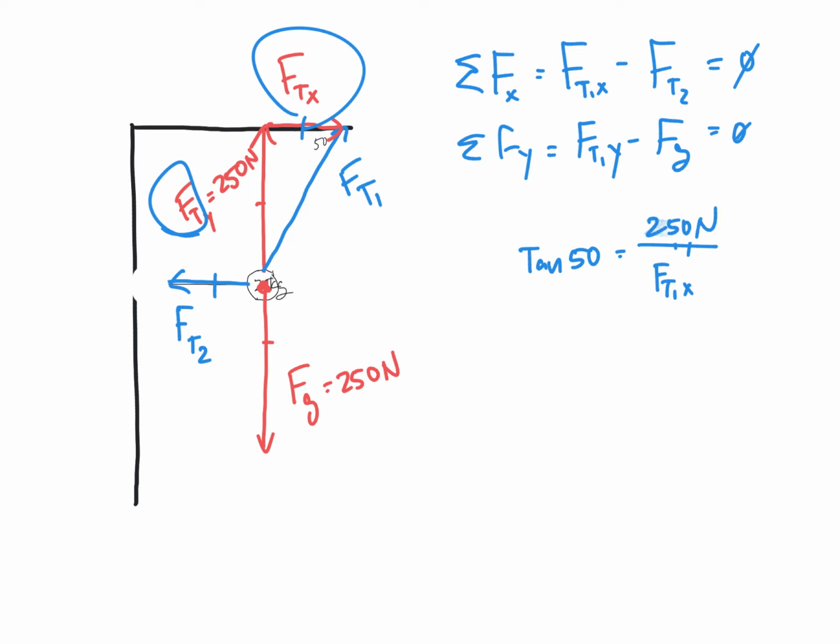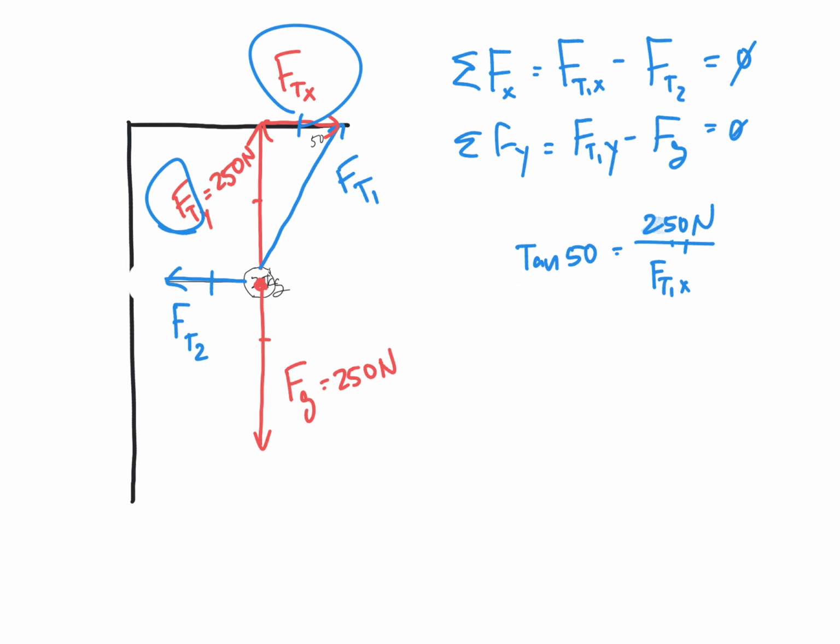So with a little trig here, a little algebra, I can rearrange this to say FT1x is actually equal to 250 over tan 50. 250 divided by tangent 50 is about 210 newtons.